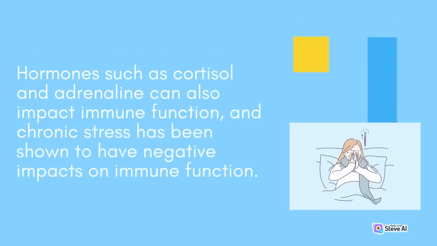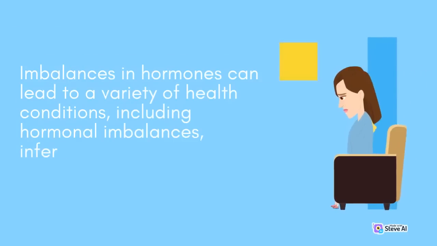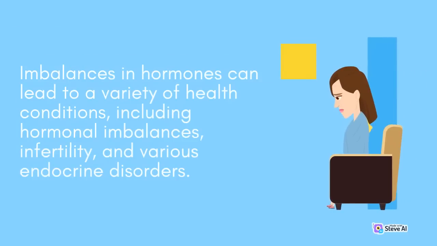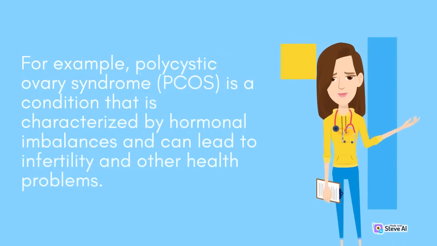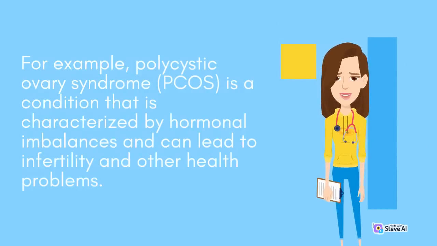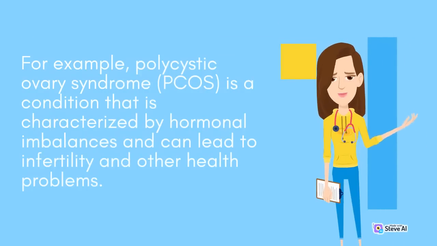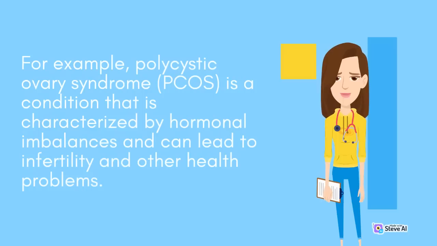Hormones such as cortisol and adrenaline can also impact immune function, and chronic stress has been shown to have negative impacts on immune function. Imbalances in hormones can lead to a variety of health conditions, including hormonal imbalances, infertility, and various endocrine disorders. For example, polycystic ovary syndrome, PCOS, is a condition that is characterized by hormonal imbalances and can lead to infertility and other health problems.